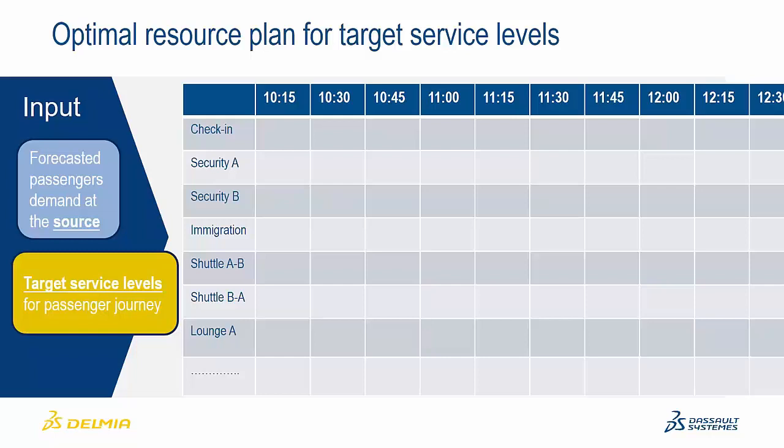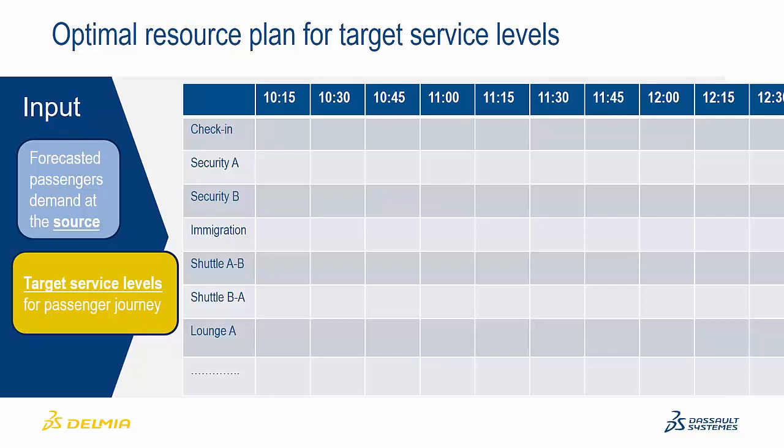So again, we will need to have the forecasted passenger demand at the source as input to the system. We need to know the flight schedule, but now we're not importing the available service level, the available capacity. As input, we put in the target service level. So what do we want to achieve for our passengers?